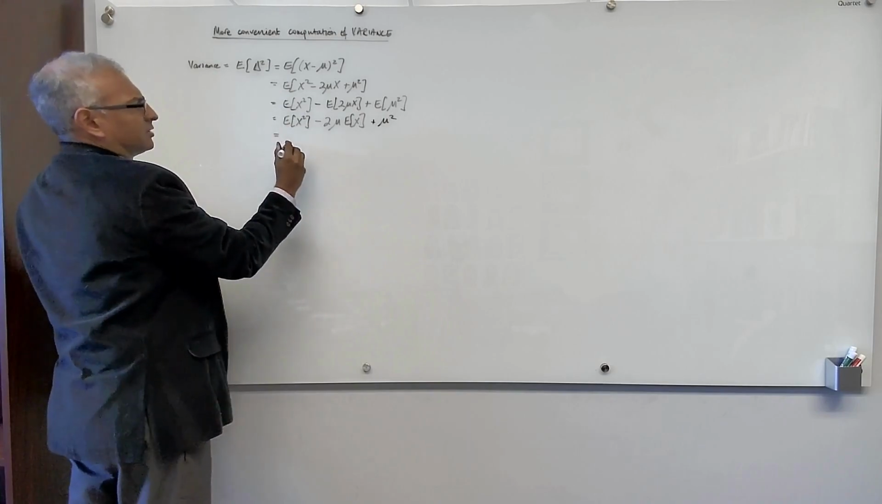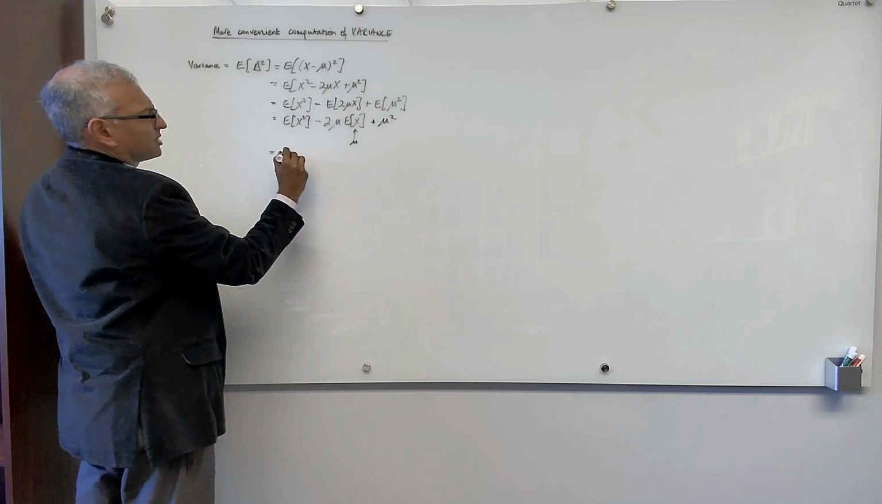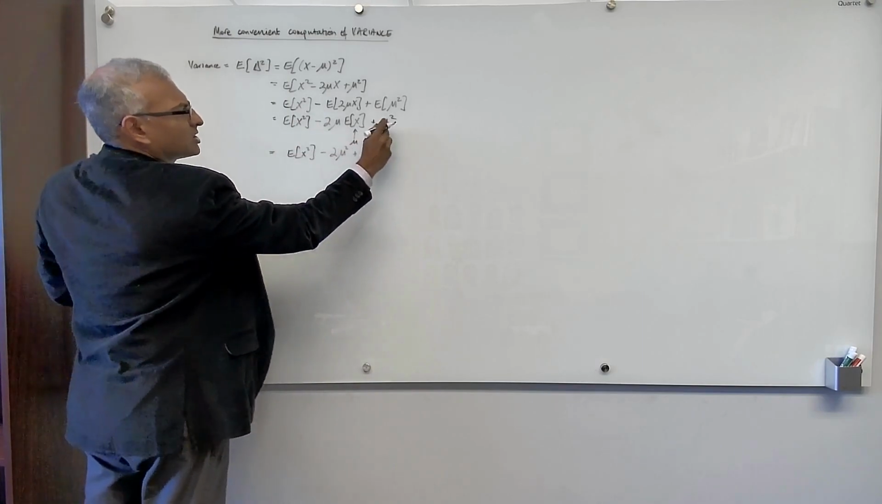So this is equal to, and now the expected value of x is mu. So this is equal to the expected value of x squared minus 2 mu times mu, so minus 2 mu squared, plus mu squared.